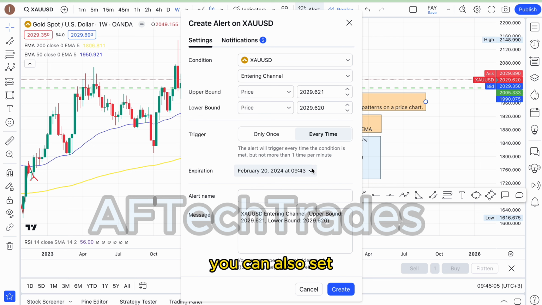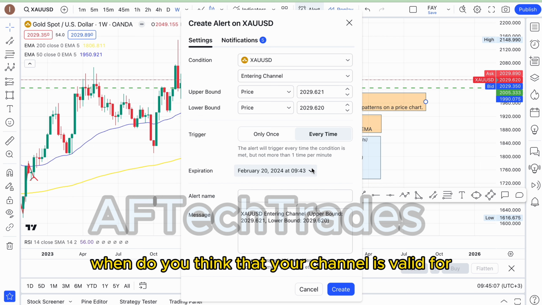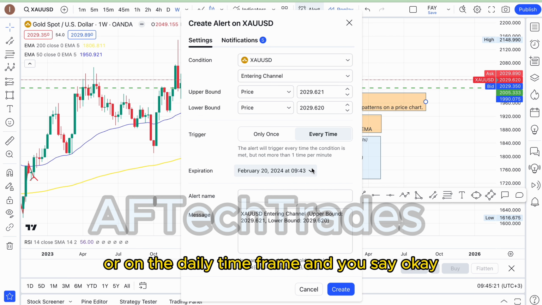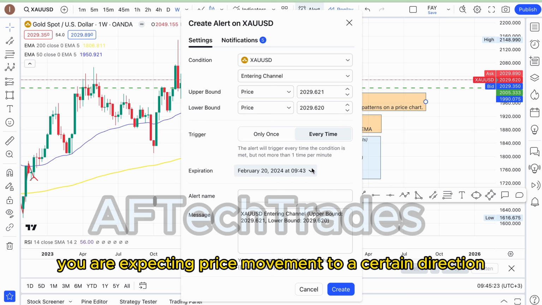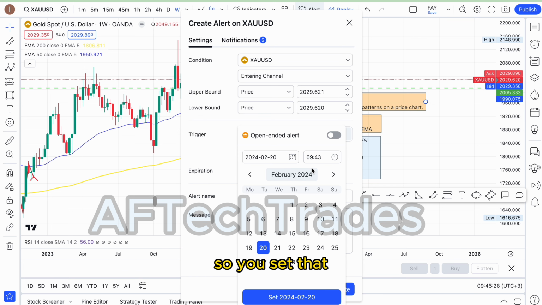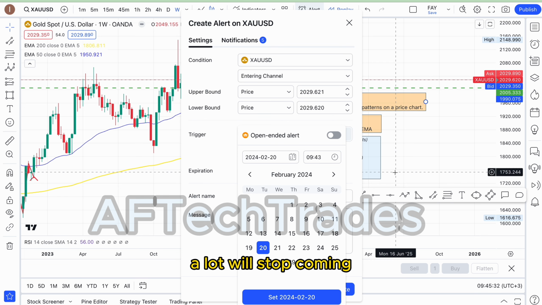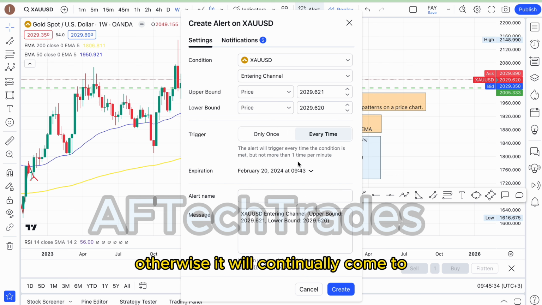You can also set how long you think your channel is valid for. Is it valid for just that day's trade? Are you looking at it that, okay, within today, when it enters that channel, you might have done your analysis on a 1 hour time frame or on a daily time frame, and you say, okay, within today you are expecting price movement towards a certain direction. So you set that expiration date and time when this alert will stop coming. Otherwise, it will continually keep happening.